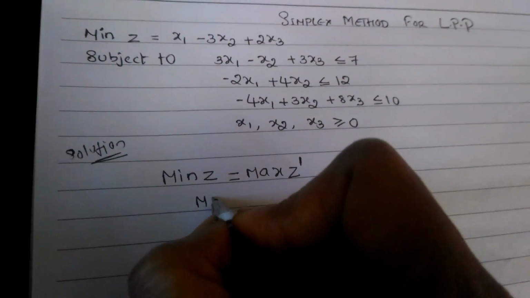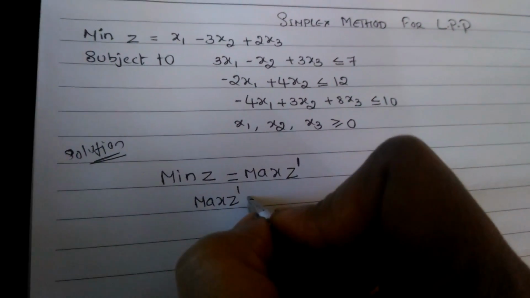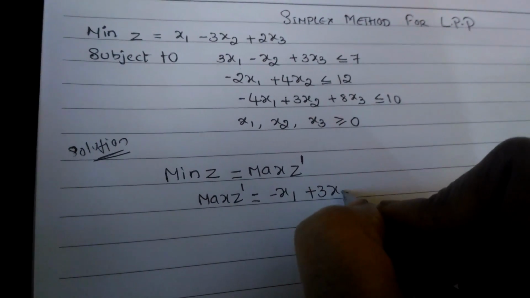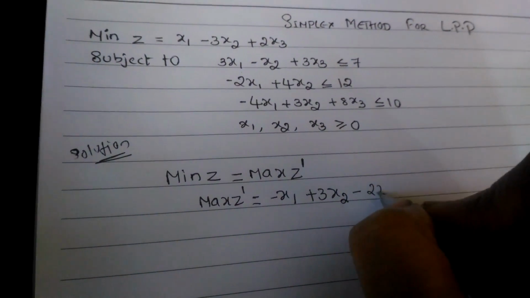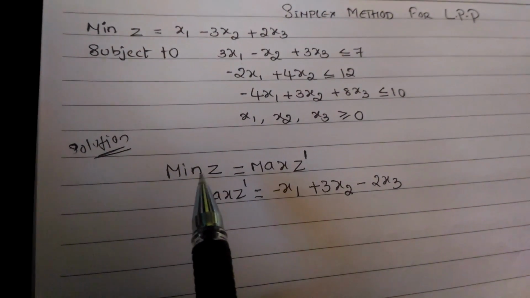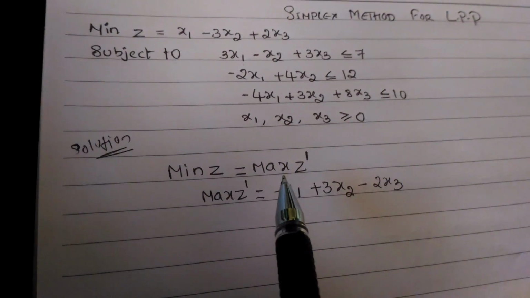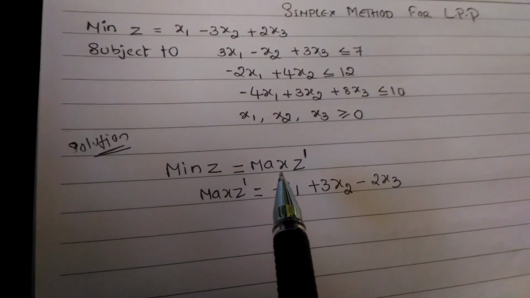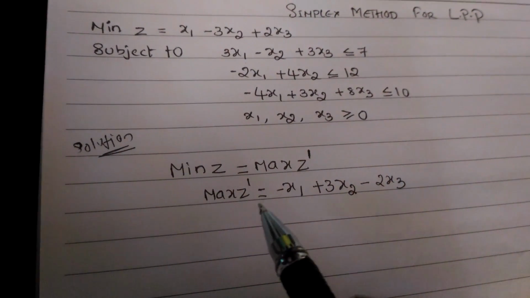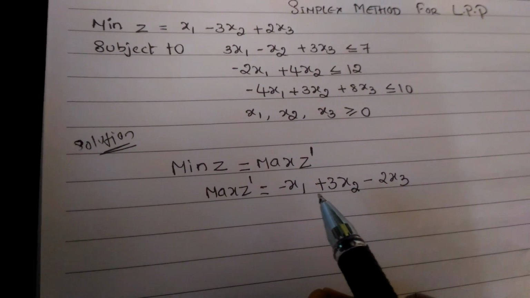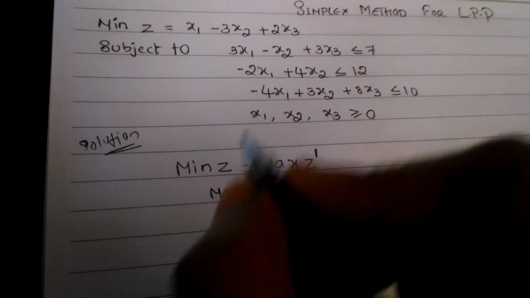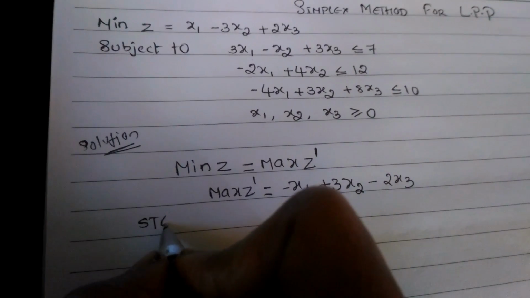So, max of z complement is equal to minus x1 plus 3 x2 minus 2 x3. This is my maximization function. Initially it was given as a minimization function. I converted that into maximization, and after conversion we obtained maximization of z complement. And once it has been complemented, the RHS part will also be complemented, only in terms of arithmetic signs. Now, subject to constraints.